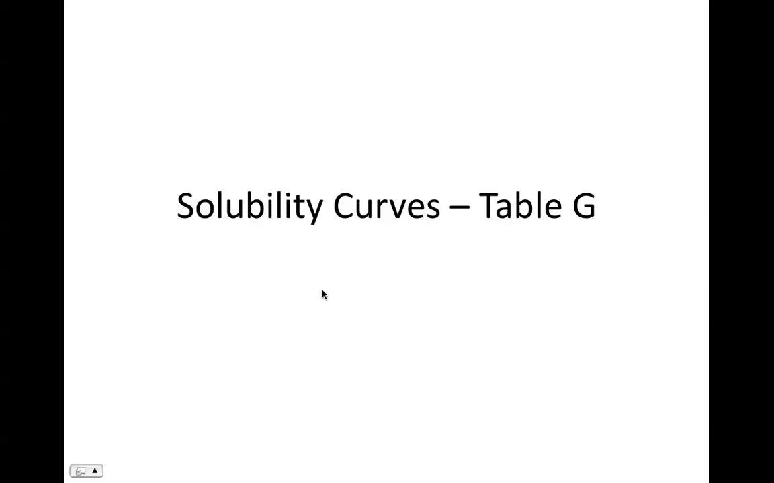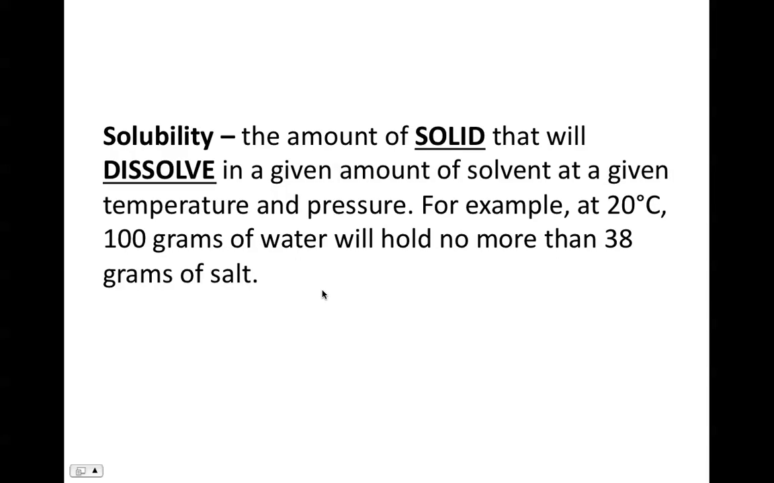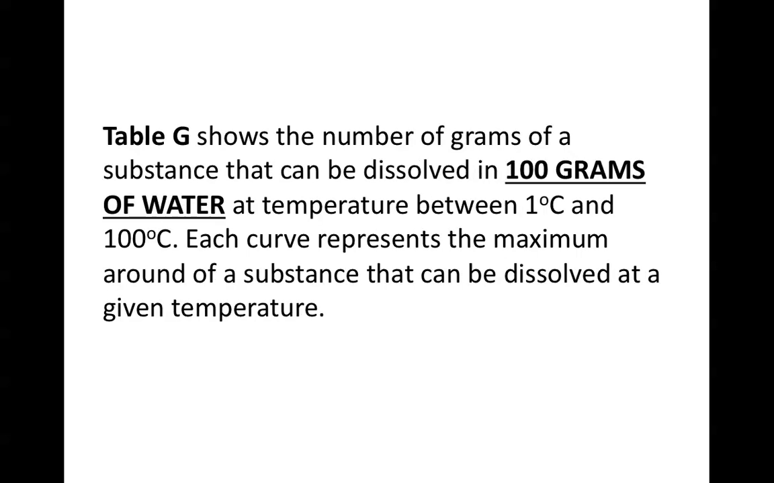In this lesson, we're now going to focus on Table G, which is called Solubility Curves. Solubility, remember, is the amount of solid that will dissolve in a given amount of solvent at a given temperature and pressure. So we're talking about how much can I dissolve. Table G shows the number of grams of a substance that can be dissolved in 100 grams of water. So it's a very specific amount of water that we're talking about how much we can dissolve into.